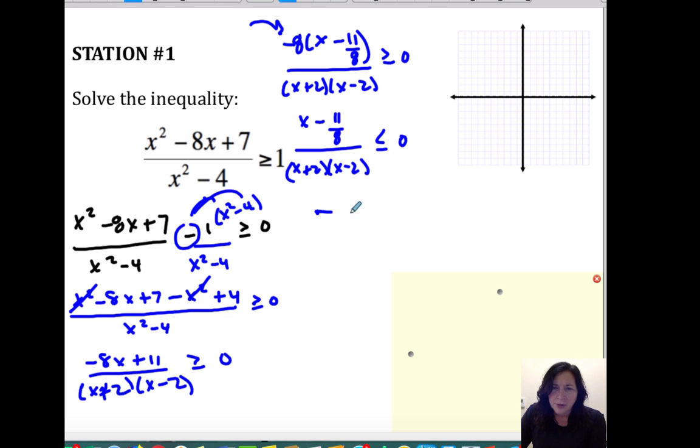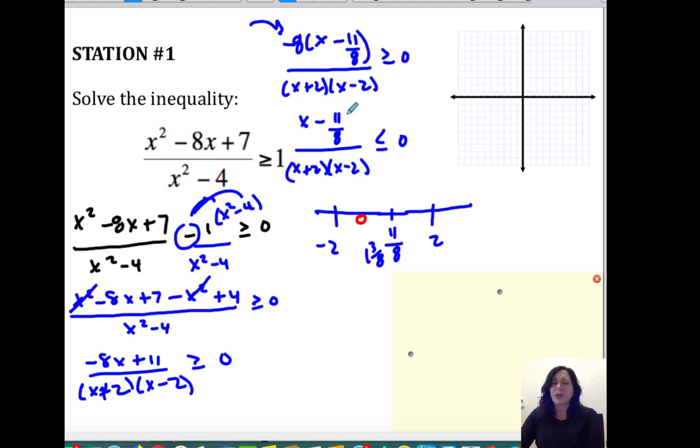I'm going to use sign pattern testing, and in doing so, I have positive 11 eighths, which is 1 and 3/8. I'm going to have a positive 2, and then I'm also going to have a negative 2. And so I'm going to plug in a value. I'm going to try 0. So here's 0.